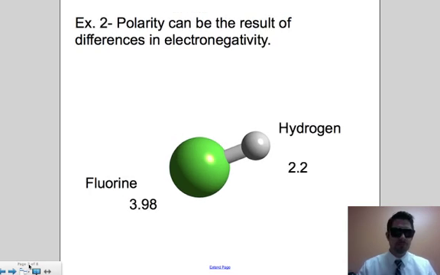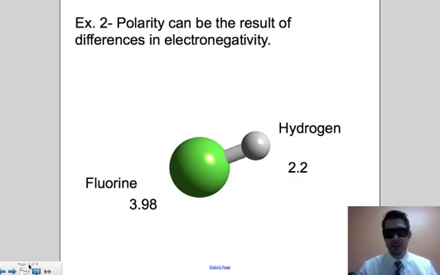The first way is when we have differences in electronegativity, meaning there's two atoms, one of them is more electronegative than the other, so the electrons hang around it more. This fluorine atom right here has an electronegativity of 3.98, which is the most out of all the elements. This hydrogen atom has an electronegativity of 2.2, meaning that it's not as much as the fluorine. So all these electrons are going to be hanging around the fluorine a lot more, giving it a negative charge, whereas the hydrogen is going to be lacking these, so it's going to have a positive charge, meaning more electrons means more negativity.